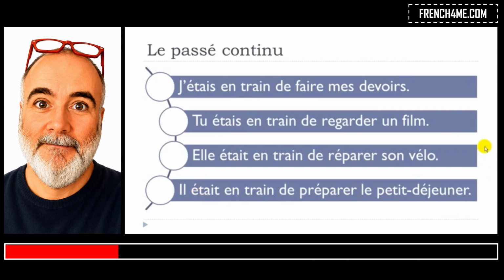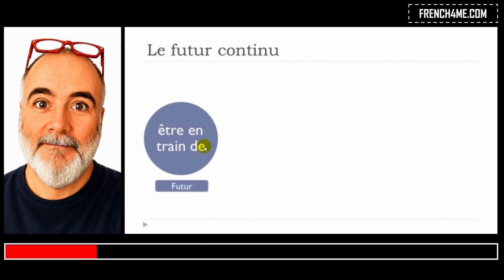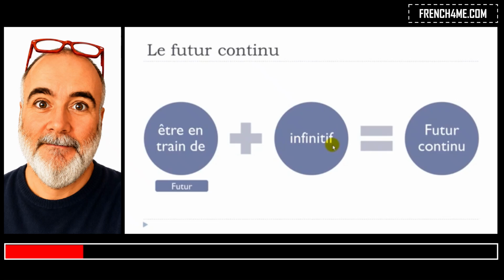All right, and in the same logic, we could put this structure at the future as well. Why not? So, le futur continu. And in that case, exactly the same structure. So, être en train de, but then obviously, être should be at the future form, okay, so the real one, and then the infinitive form, just to get this futur continu.